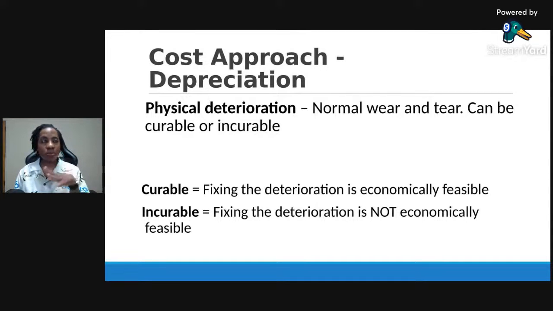So these, please remember for the exam. First one on the screen there is your physical deterioration. This is your normal wear and tear. So you're living in the house, it has carpet, and then the carpet is going to get old because of where there's high traffic. That's normal wear and tear.